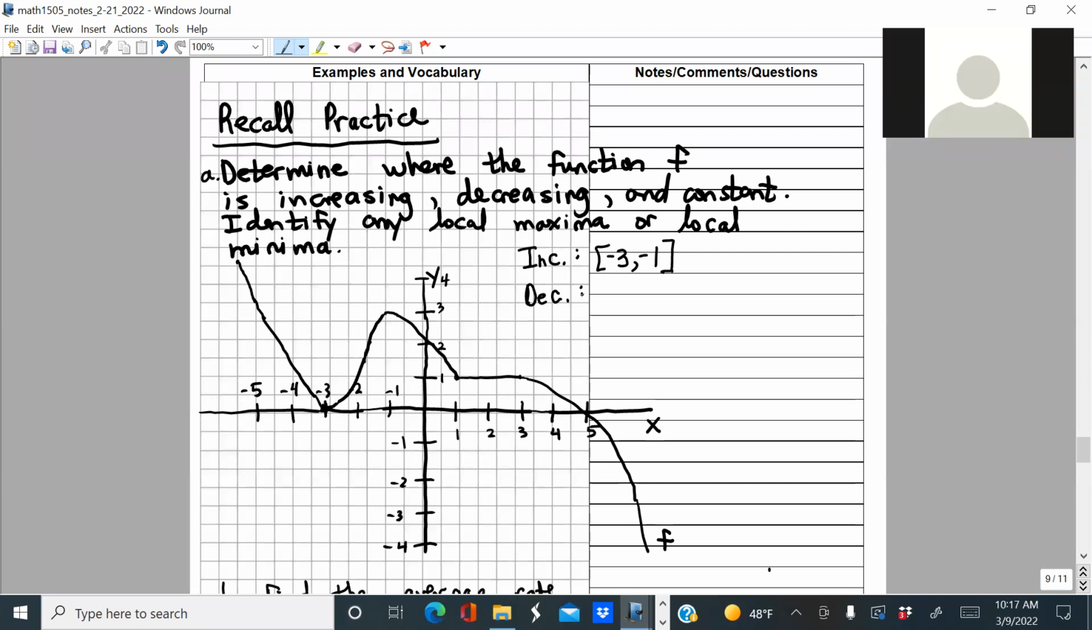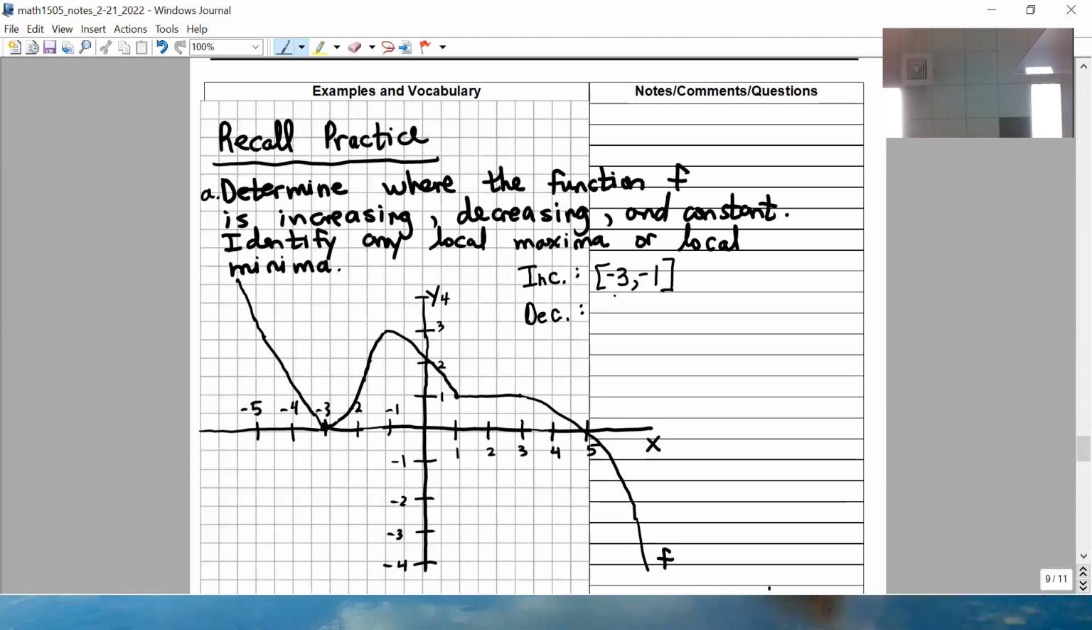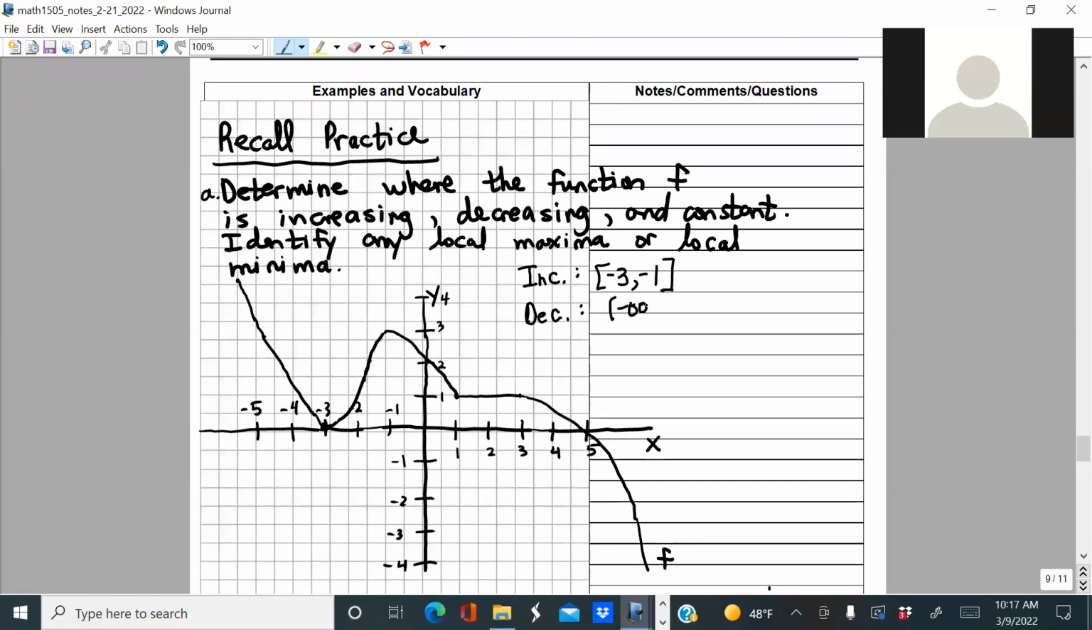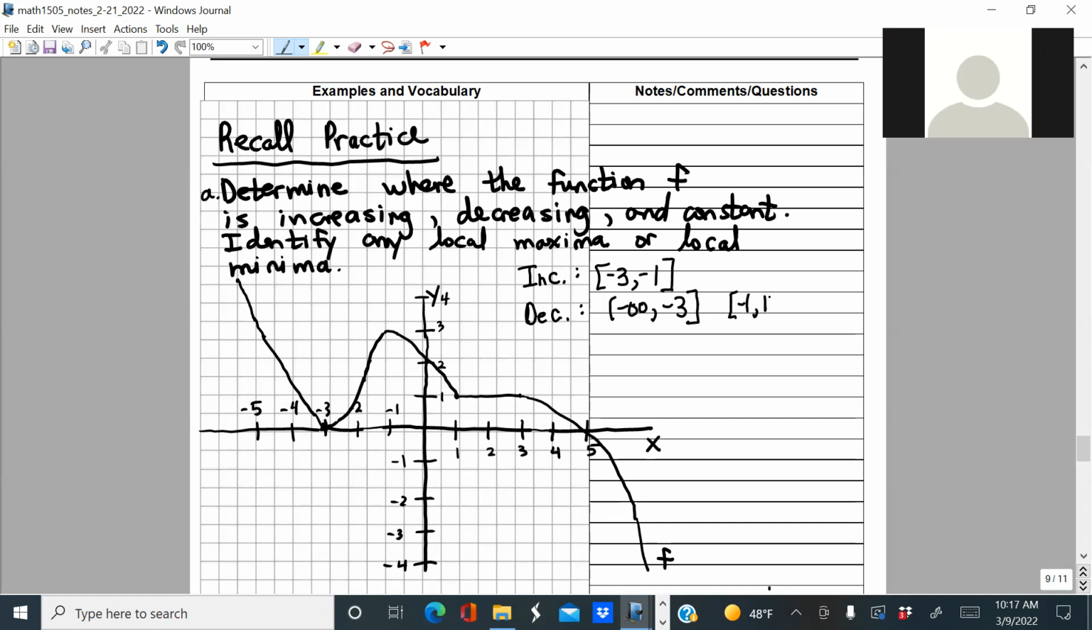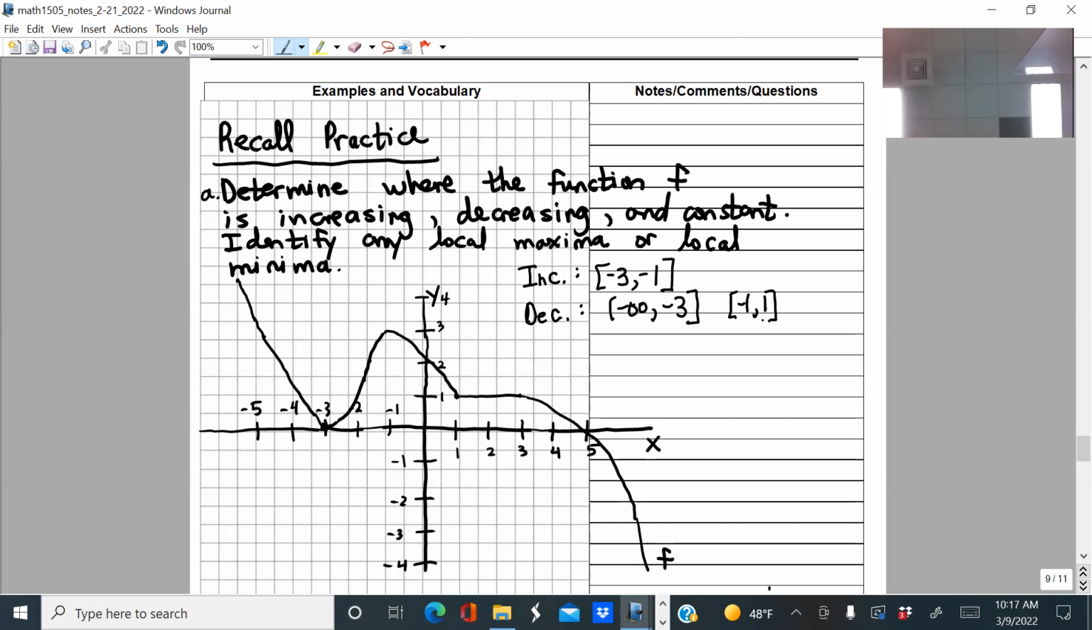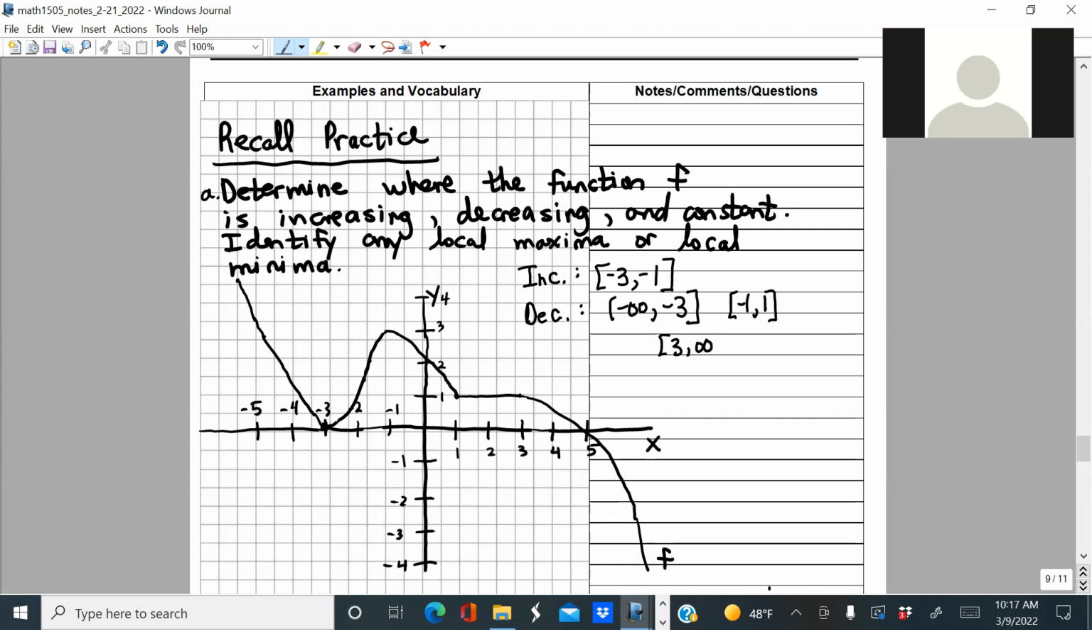Yes, I can. Okay, Robbie, can you see here where this is decreasing? You can just tell me. Yeah, it is decreasing from negative infinity to -3 on the x-axis. Right, from -infinity to -3, and then where else? It looks like from -1 to 1. From -1 to 1, yeah, perfect. And then from 3 to positive infinity. Right, perfect.